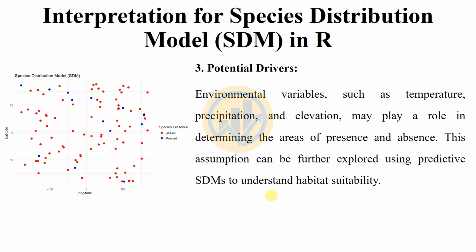The potential drivers. Environmental variables such as temperature, precipitation, and elevation may play a role in determining the areas of presence and absence. These assumptions can be further explored using predictive species distribution models to understand habitat suitability.